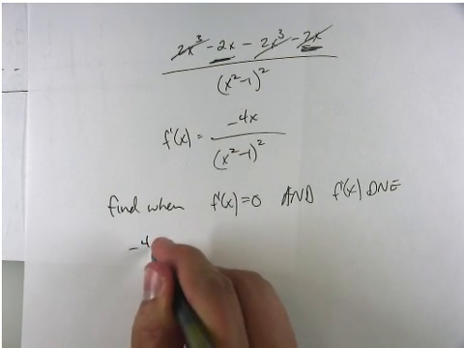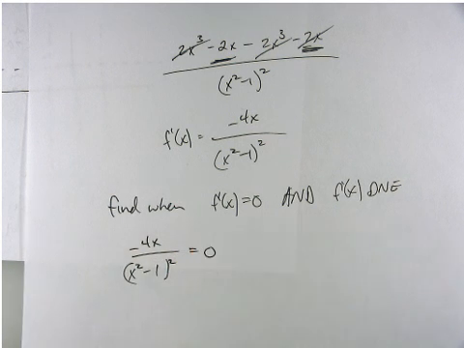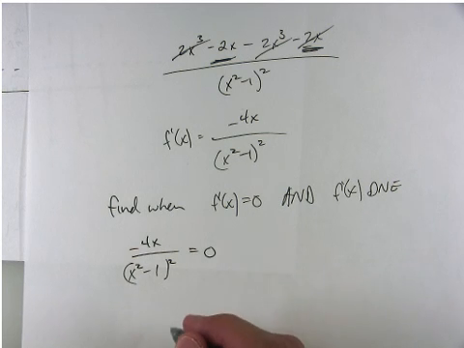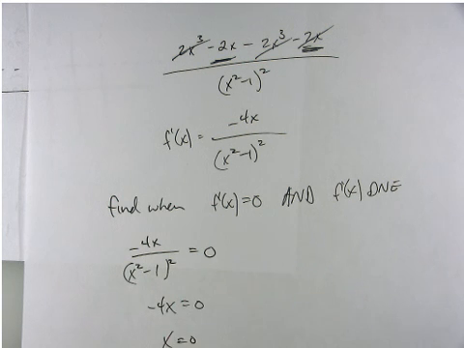So I'm going to take negative 4x divided by x squared minus 1, the quantity squared, and I'm going to set it equal to 0. When is that equal to 0? How do you get 0 out of a fraction? Only if the top is 0. So negative 4x equals 0. That means that x is 0. That's easy enough.